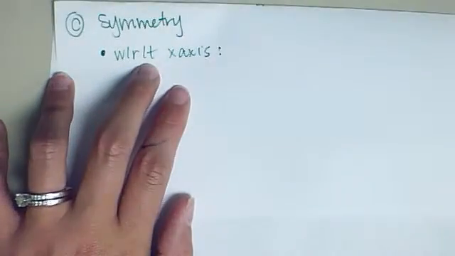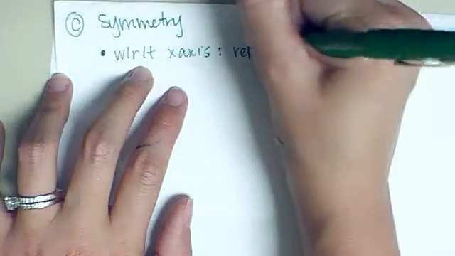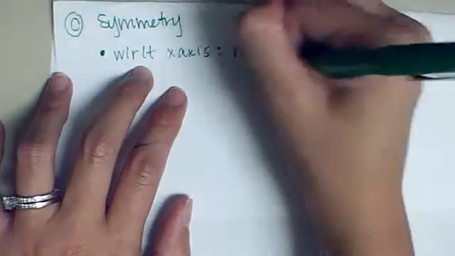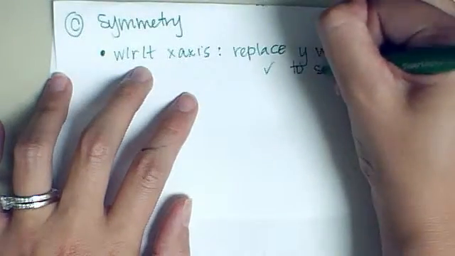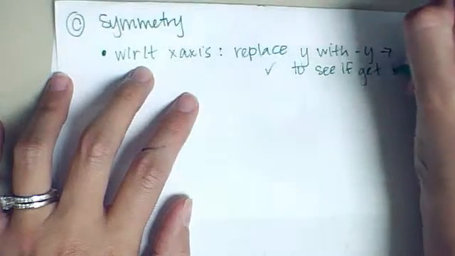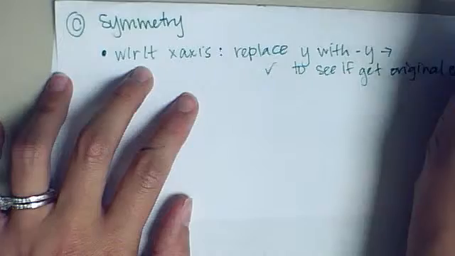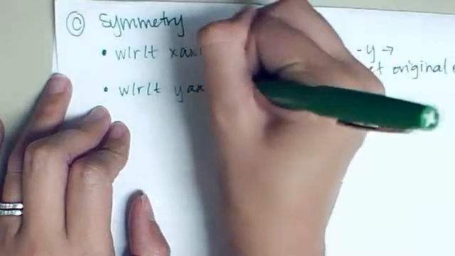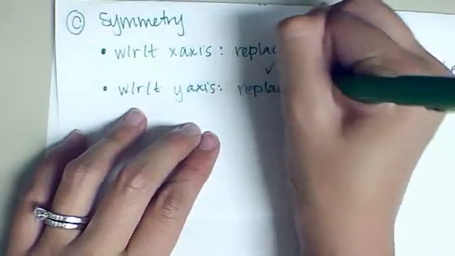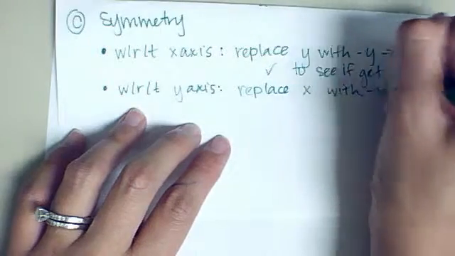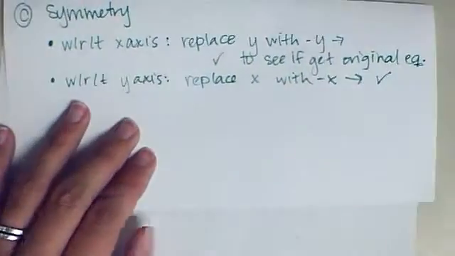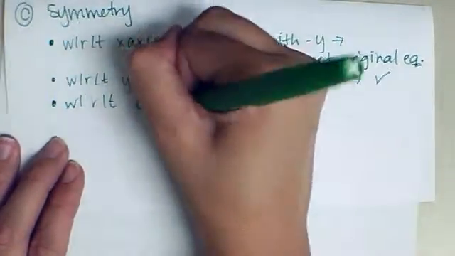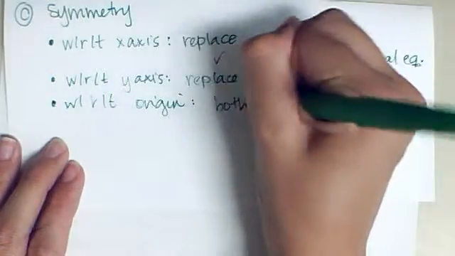To check if it has symmetry with respect to the x-axis, we replace y with negative y. And we check to see if we got the same thing, or the original equation. To check if we have symmetry with respect to the y-axis, we replace x with negative x. And again, you're going to check to see if it's the original equation. The last type of symmetry is with respect to the origin, and that is if both of the above happen.